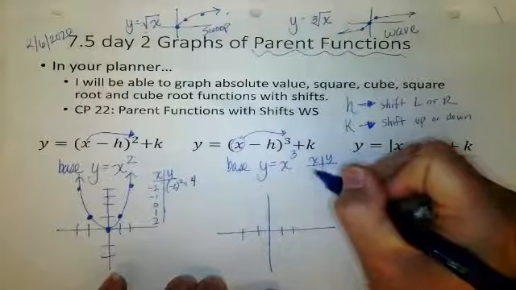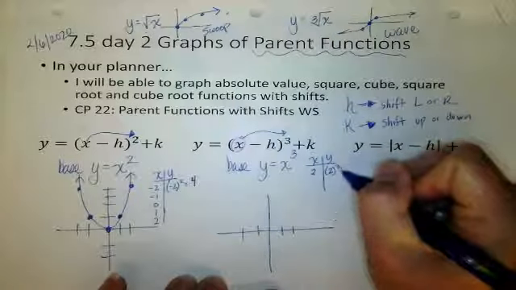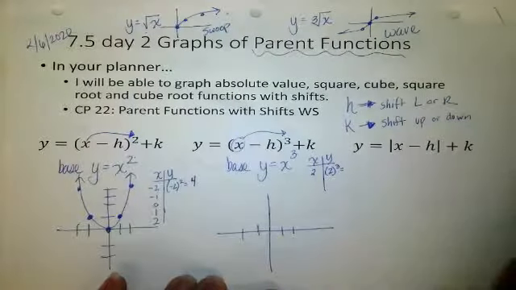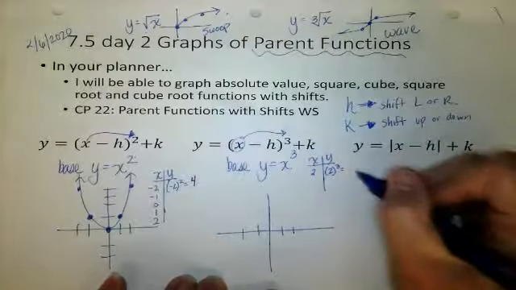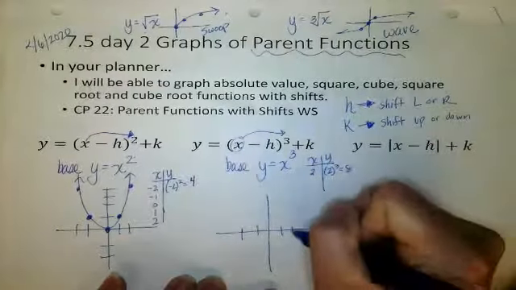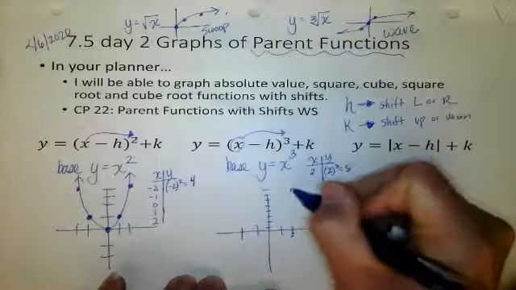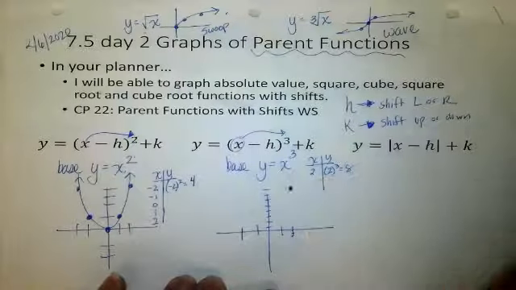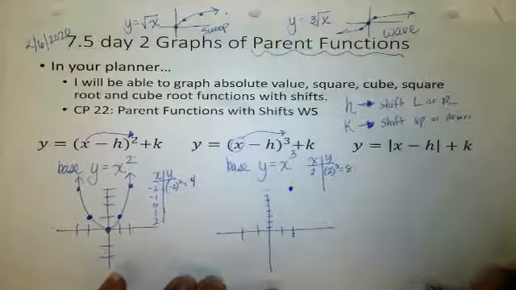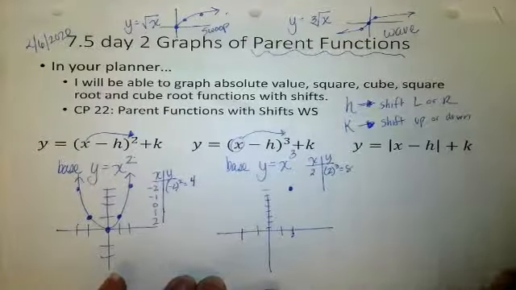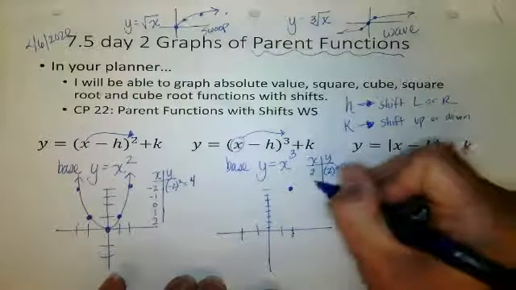Let's see, what is 2 to the third power? 8. So it actually has 2 and then 8. 1, 2, 3, 4, 5, 6, 7, 8. And again, that's a very large number value, but it's good, the first time, to understand the shape and direction this is going.